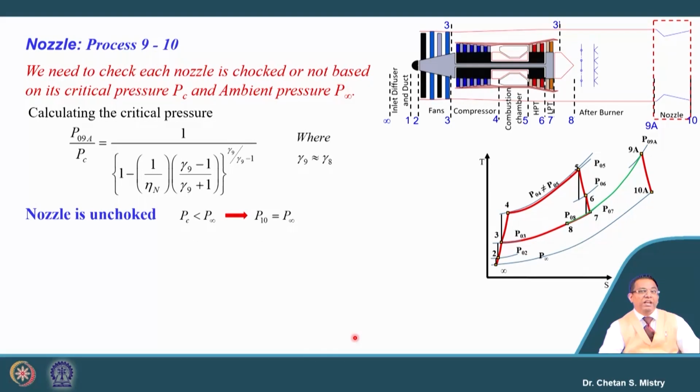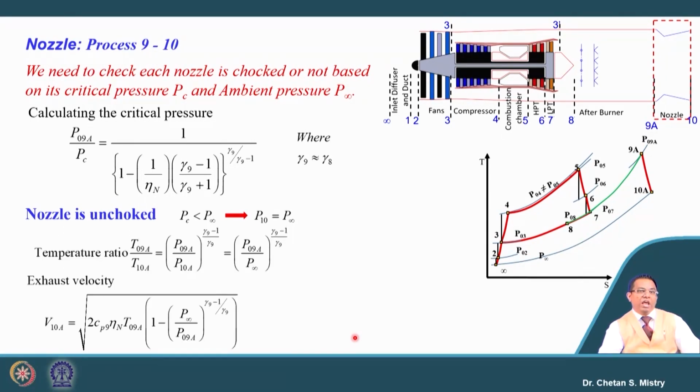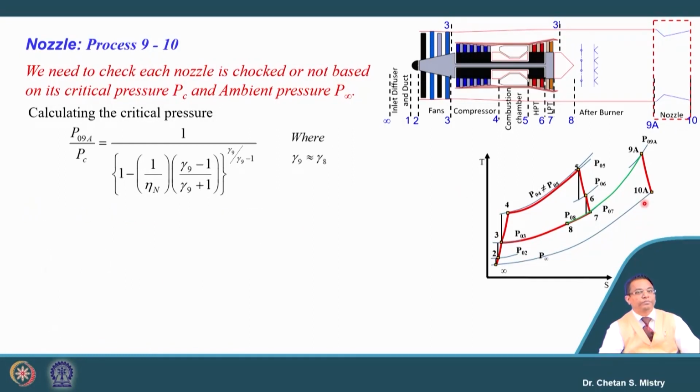If it is less than, then my exit pressure will be equal to my atmospheric pressure, and we can do our calculation for the static temperature and the exit velocity. This exit velocity is written as V10A. Do not get confused with the configuration of what we are putting here. In the same way, we will have only a single nozzle, and that is the benefit here.